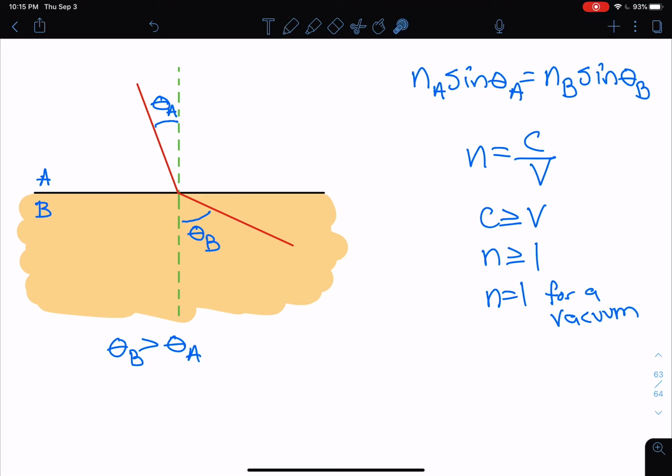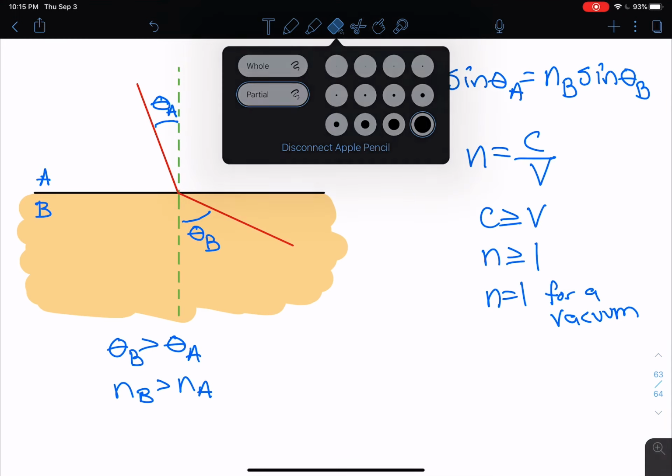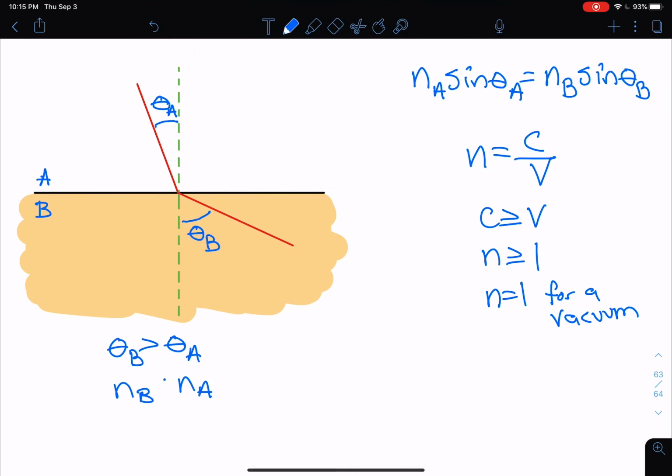Well, based on that, in this formula, the bigger the angle is, and of course my angle can only be between 0 and 90, so in that range, the bigger the angle is, the bigger the sine is. So that means this here is bigger than this. Well, in order for this equality to hold, that must mean that n_B is going to be less than n_A. I totally drew that wrong. Let's try that again. There we go. n_B is going to be less than n_A to maintain this equality in this situation.